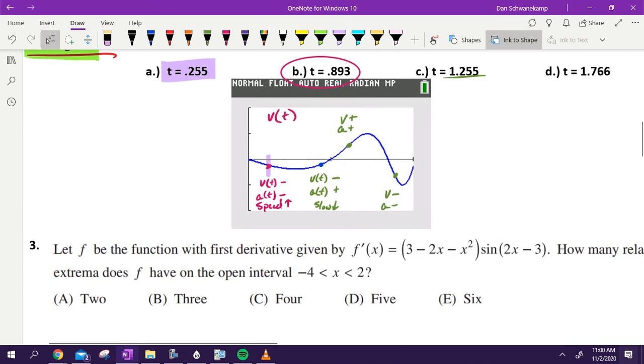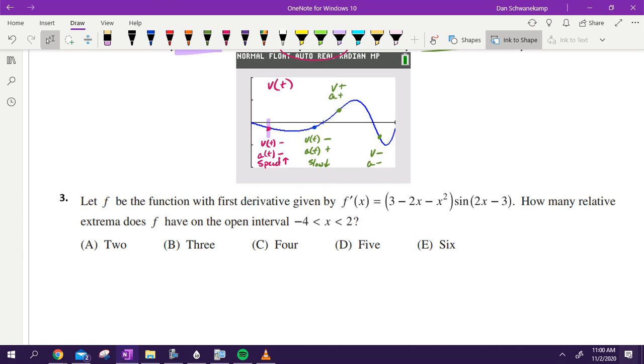Let's go to the next one. Let f be the function. The first derivative is given by that thing right there. f prime is equal to (3 minus 2x minus x squared) times sine of (2x minus 3). How many relative extrema does f have on that open interval?